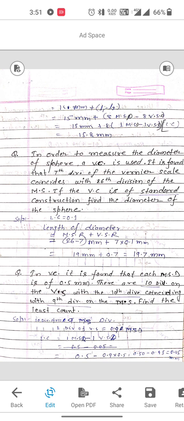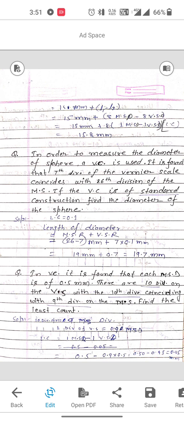In a vernier caliper, it is found that each main scale division is of 0.5 and there are 10 divisions on the vernier scale, with the 10th division coinciding with the 9th division of the main scale. Find the estimate. Since 10 divisions of the vernier scale equal 9 main scale divisions, 1 division of the vernier scale is 0.9 main scale division.